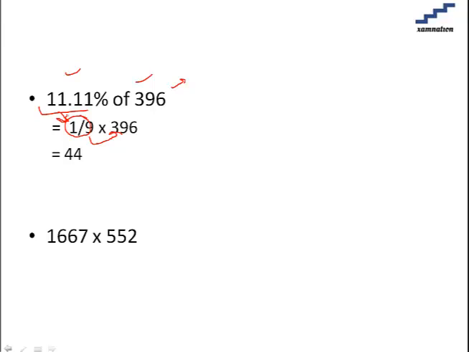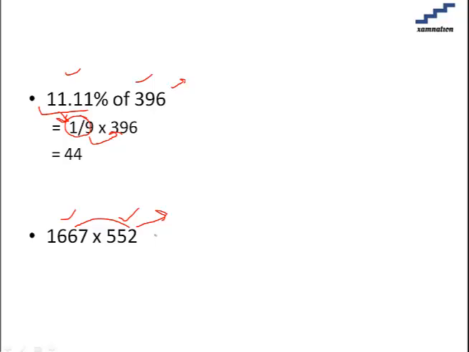Now, next you need to multiply 1667, that is 16.67, with 552. So how can you do it? One is the traditional way, where you first multiply by 2, then by 5, then again by 5. It's a little lengthier process. You can come up with the correct answer, but it's a lengthier process.